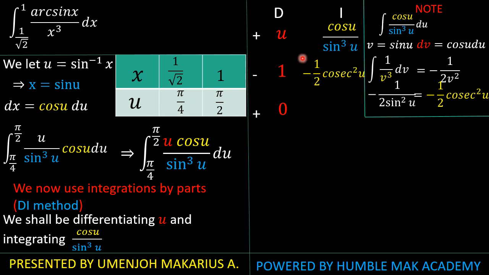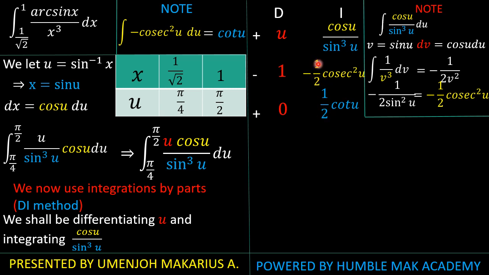Then now, friends, if we integrate this again, let's note here, guys, that the integral of negative cosec squared u therefore gives us positive cotangent u, or positive cot u, the short form. So we are now going to have positive cot u.